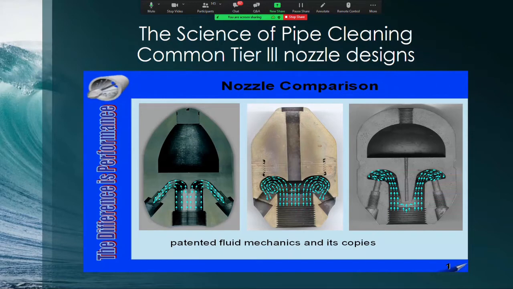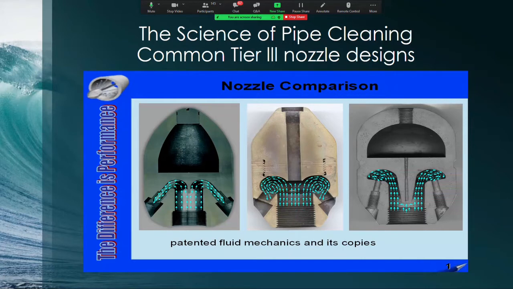The first design is our design. It's a patented design that we have. The second and third both show Tier 3 nozzles that are good quality tools, and customers or people don't make mistakes by buying those other tools. But if you're going to get into this stuff, you buy the best you can afford and just get the job done. Turbulence, again, being the factor.